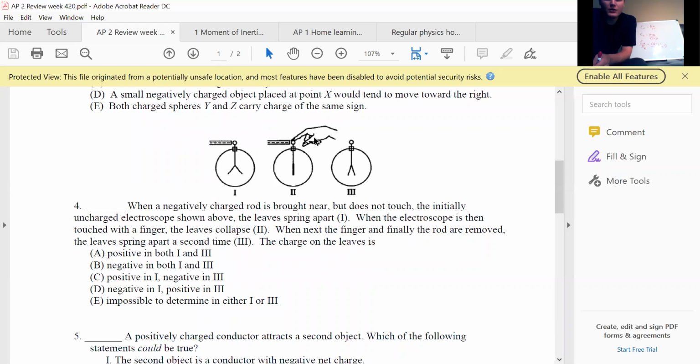Well, those negative charges now have gone into your hand, leaving an excess positive charge on the electroscope. And so the electroscope would have a positive charge and the leaves would repel each other. So in picture 3, there's a positive charge. And so the answer would be negative in 1, positive in 3. So it'd be D.